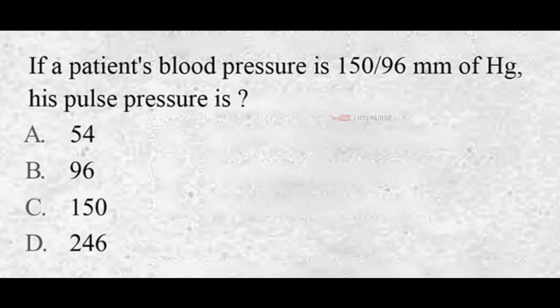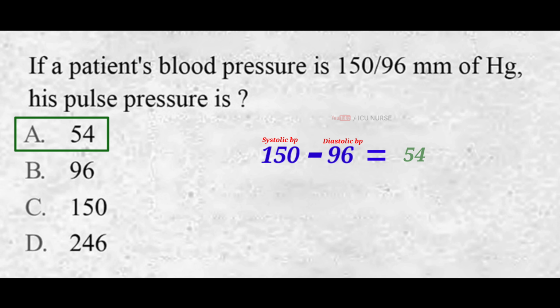If a patient's blood pressure is 150 by 96 mm of Hg, his pulse pressure is A. 54, B. 96, C. 150, D. 246. And the correct answer is A. 54. The top number minus the bottom number, that is the systolic minus diastolic, will give you the pulse pressure of the patient.